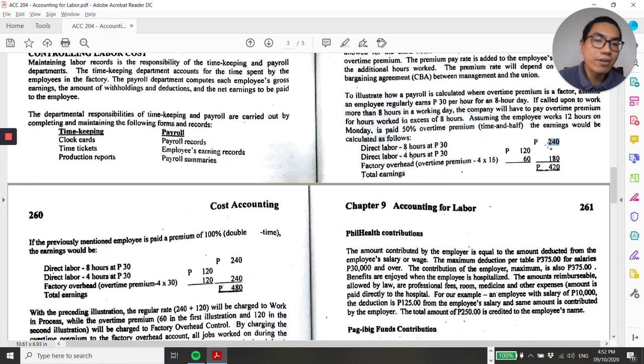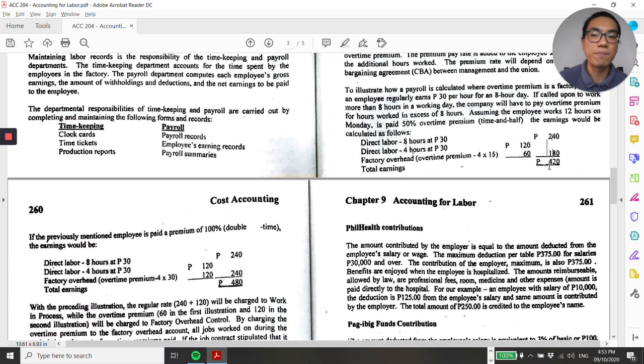And you just total the direct labor related to the regular working hours of 8 hours. And compute the factory overhead from the hours related to the overtime hours. The cost of labor related to overtime hours, that's 180. And the total earnings of the employee for that particular day amount to 420.